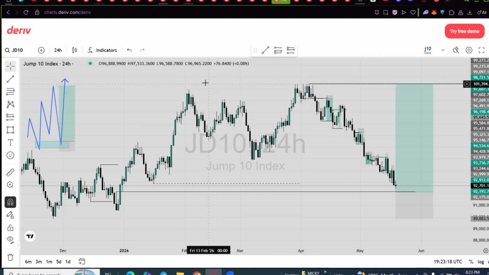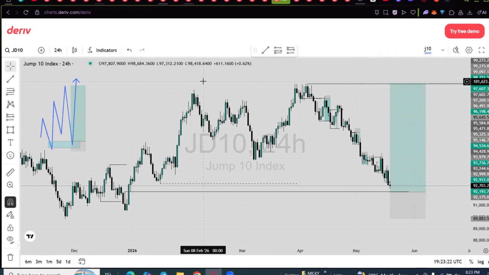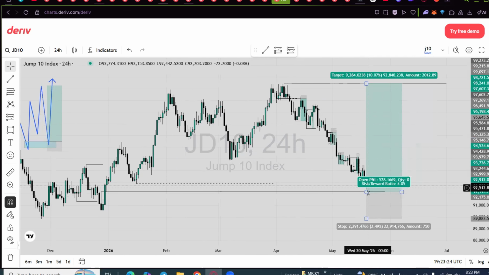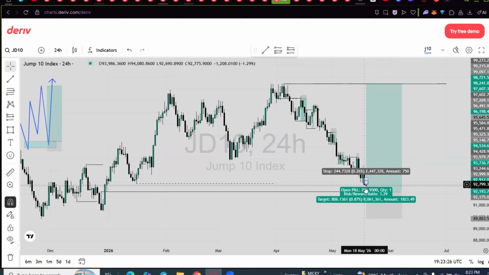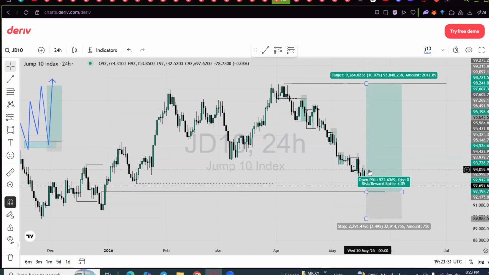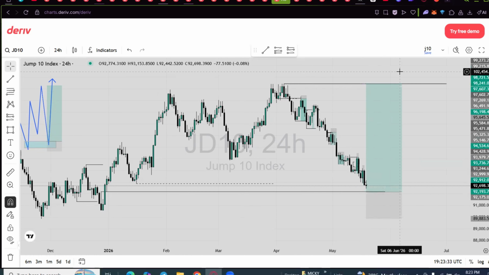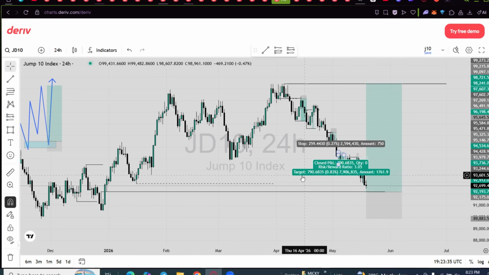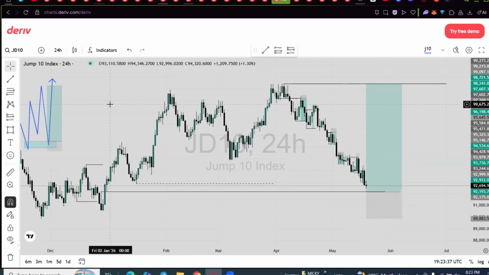Because synthetic indices is so simple to trade. You just need to know what you're doing. So when price gets here, I'm just waiting for price to hit TP. Once price gets here, I'll wait for a confirmation and then I'll start buying. So basically, that is all I do to trade.